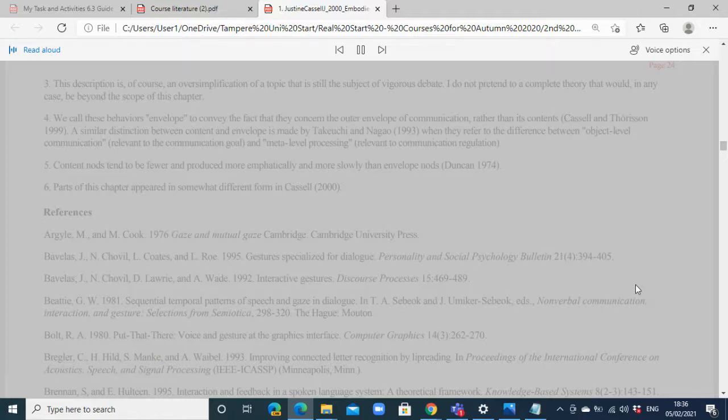Gesticulation and speech, two aspects of the process. In M.R.K.E., the relation between verbal and nonverbal communication. The Hague, Mouton.